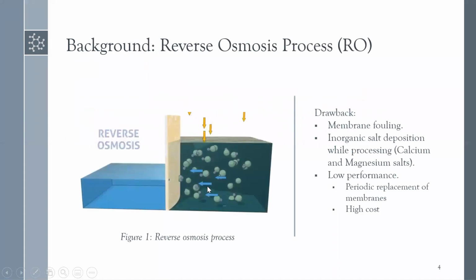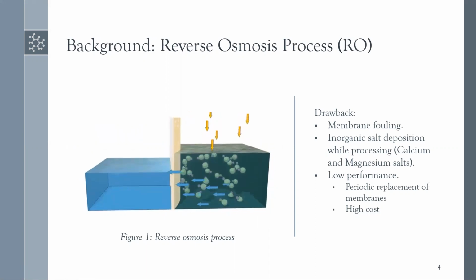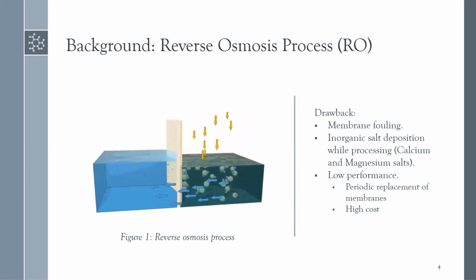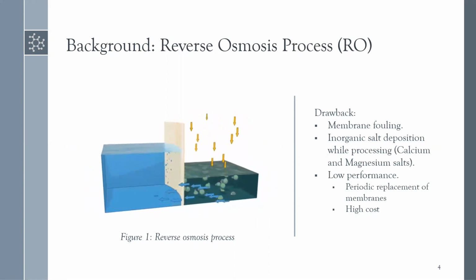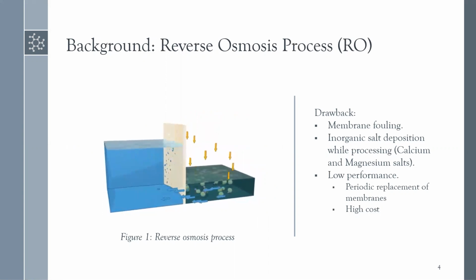To be able to simulate the process, we have first to understand it. Reverse osmosis, or simply RO, is one of the techniques that is used for water desalination. It separates salts from water by using a semi-permeable membrane with pressure as driving force. Although this technique is widely used, it has a major drawback, which is membrane fouling. Membrane fouling is caused by inorganic salt deposition, such as calcium and magnesium salts.